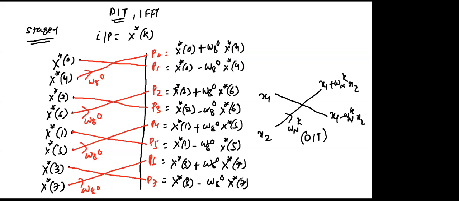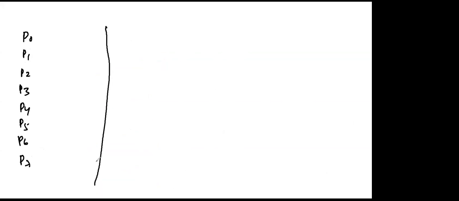Completed. Okay. Then we go to stage 2. Now the same stage 1 output becomes the input to stage 2. Rest everything same. See, everything is same. Now P0, P1, P2, P3, P4, P5, P6, P7. Same process. Okay. Now how will we do the butterfly?